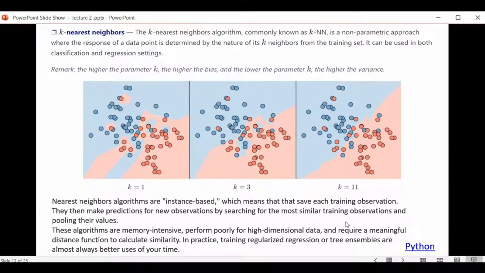So the disadvantage of KNNs is that they're memory intensive, and they perform poorly for high dimensional data, and require a meaningful distance function to calculate similarity. So you need a way of separating the classes in this kind of latent space, and the latent space cannot have too many dimensions. In practice, training a regularized regression or tree ensembles is almost always better, but KNN can be useful in certain scenarios.